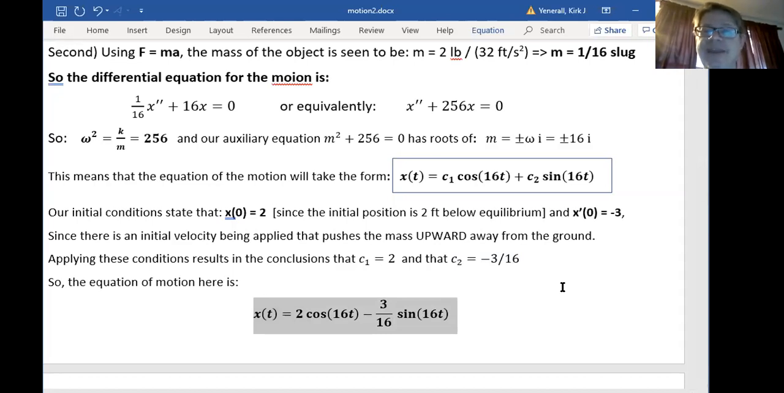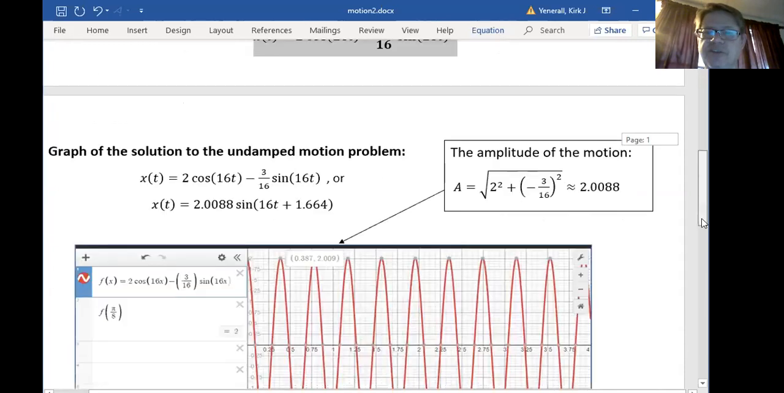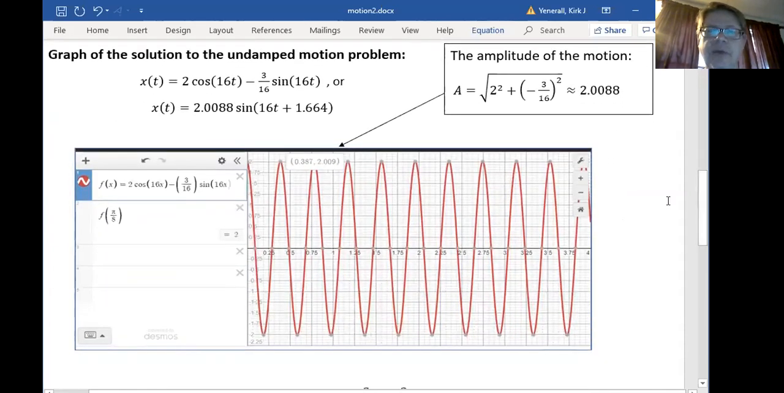There we have it. Now let's take a look at, I've made some graphs here, and we're going to take a look at what the graph of that solution will look like. It's going to be an oscillating solution. And here we have it right here. You can see the oscillation around the equilibrium point as time goes on. Nice, smooth, oscillating motion back and forth and back and forth.